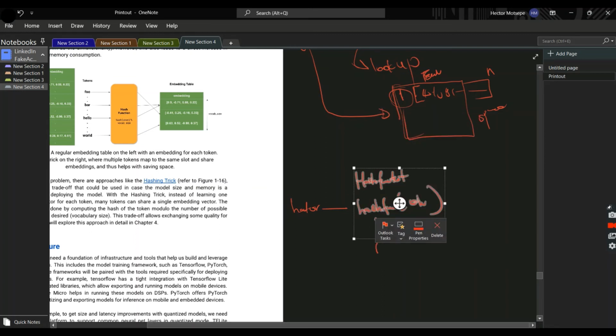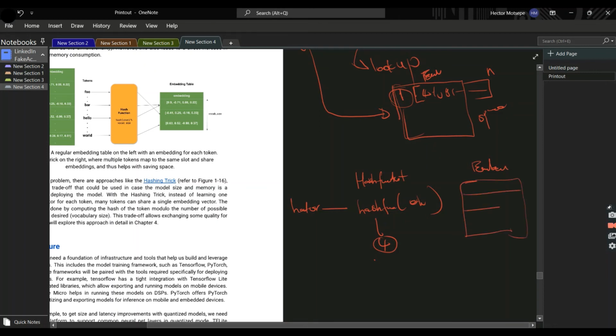Then we use that 4 on our embedding table to get a specific embedding, because we need to pass it into our deep neural network. We have the embedding table, and we can get a specific row with this 4. It reduces the size of the original embedding table by an order of magnitude. So it's quite efficient.